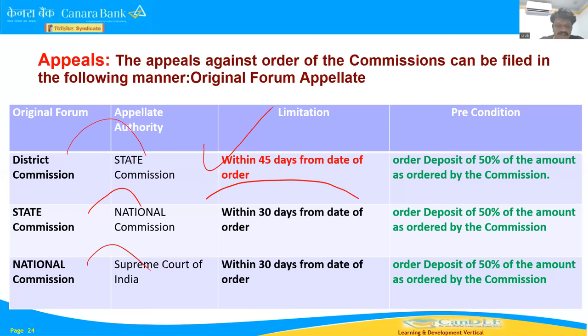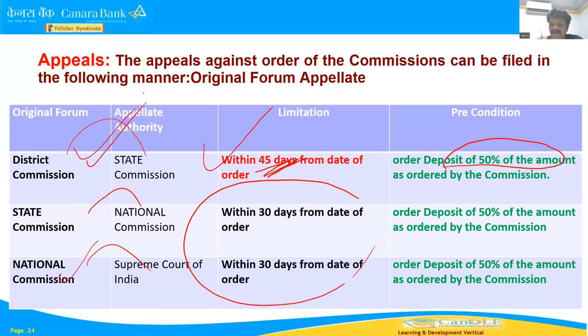And when you go to appeal, the case is against you. For example, you are a customer and you have purchased from Amazon. The district court told Amazon is correct, you are wrong. Then you can go to appeal within 45 days from the order of the district. And please remember, you have to deposit 50% of the amount ordered by the commission. And if the commission orders any penalty to that customer, 50% he has to pay. In all the cases, 50%.